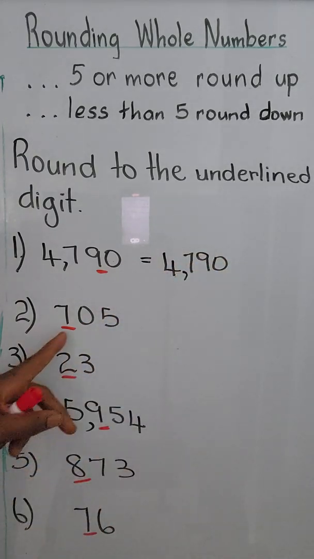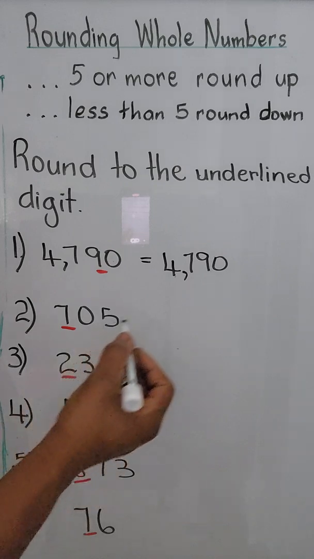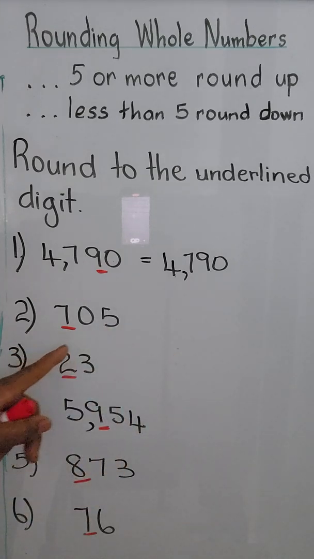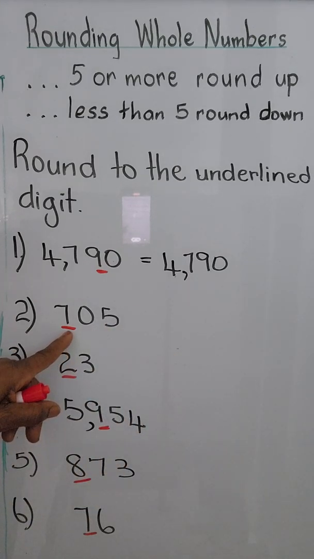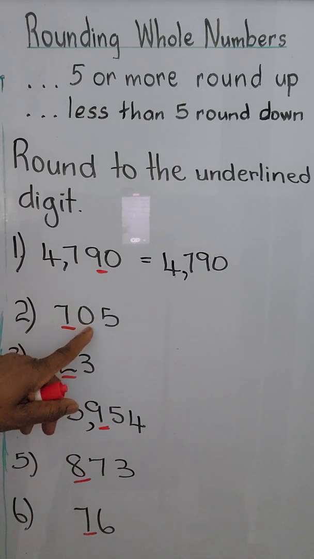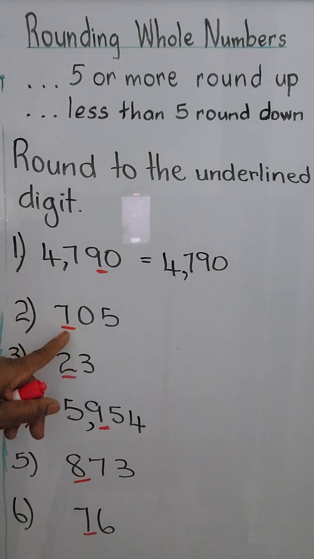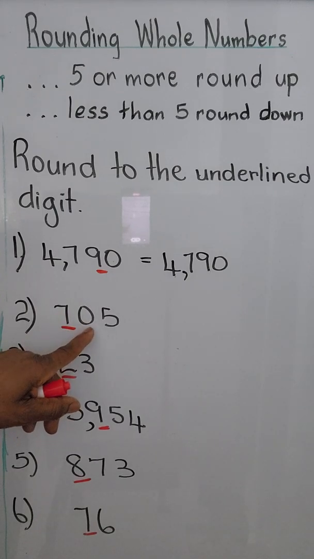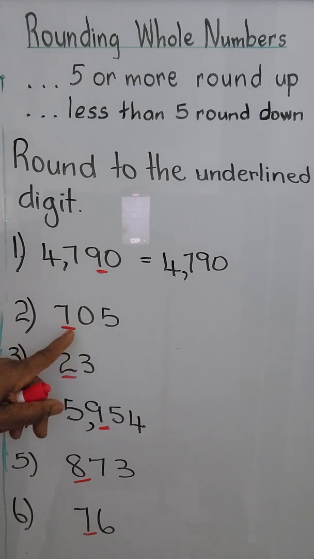Example 2, 705, and we are rounding to the nearest 100. So we'll look at the digit after the rounding digit, and it's less than 5, so we keep the rounded number.